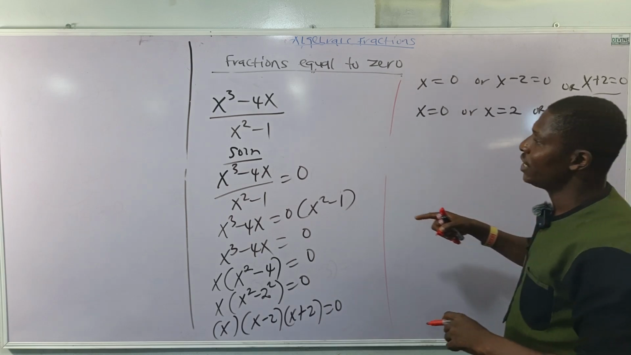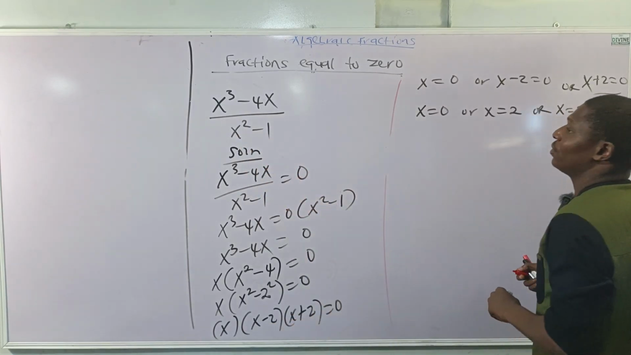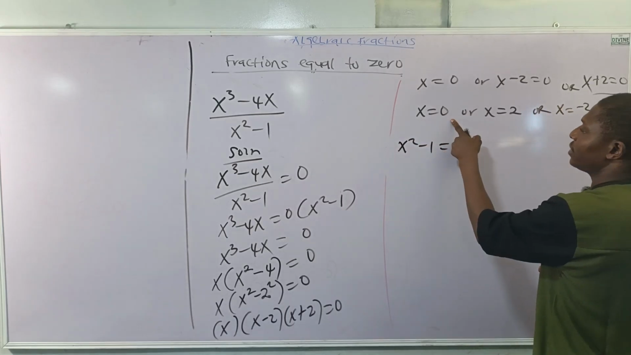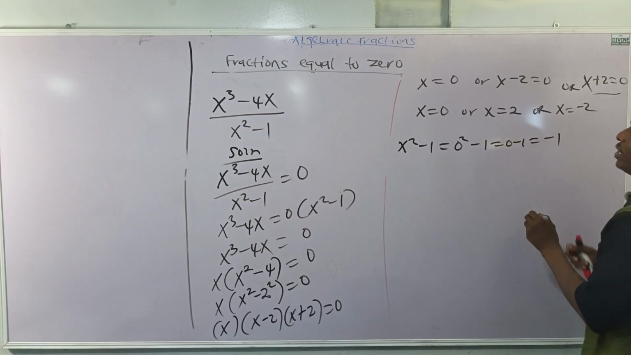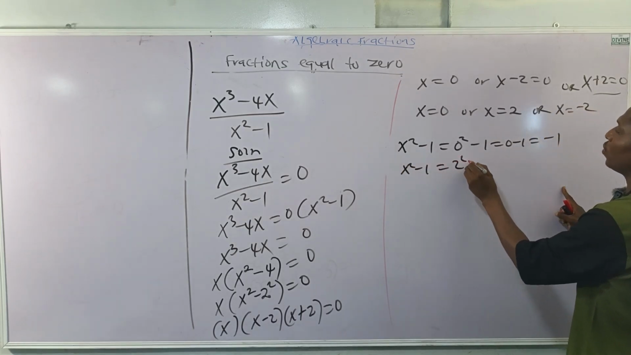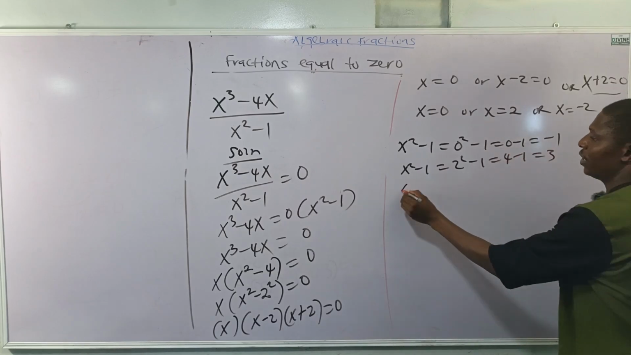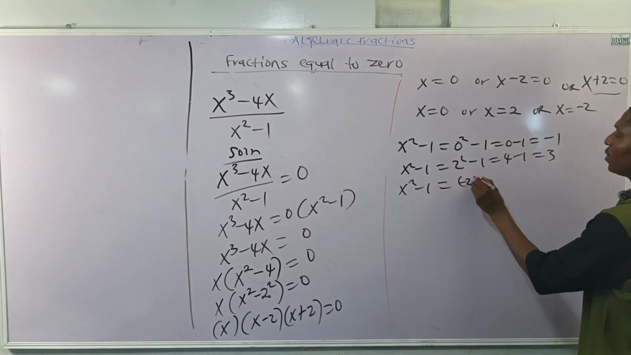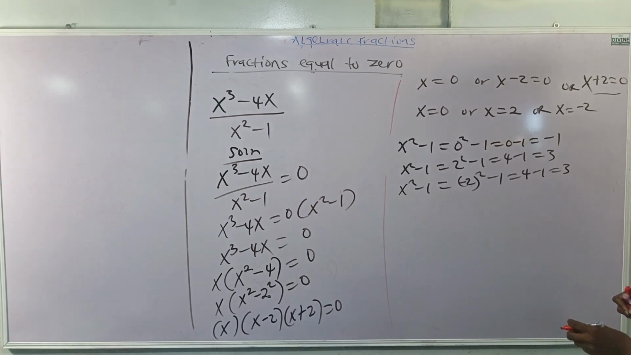But we must check if they make the denominator equal to 0. So let's see. If this x squared minus 1, when x is 0, I have 0 squared minus 1, which is 0 minus 1, which is equal to minus 1. This is not equal to 0. x squared minus 1 when x is 2 equals 2 squared minus 1, equals 4 minus 1, equals 3. This is not equal to 0. And x squared minus 1 when x is minus 2, (minus 2) squared minus 1, giving me positive 4 minus 1 equal to 3. This is equally not equal to 0.